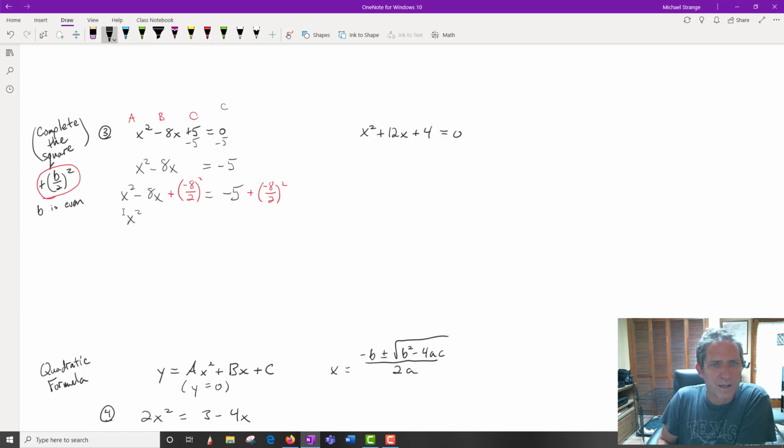So I'm going to get x squared minus 8x, plus 8 divided by 2 is 4, squared is 16. So plus 16 equals, again, that's 16. So equals 11. Now the reason that we do it is because of this right here.